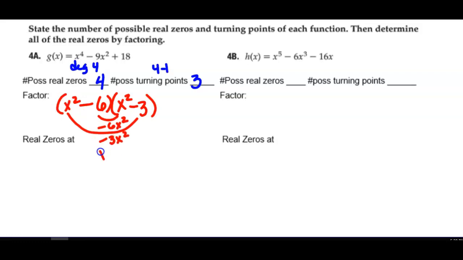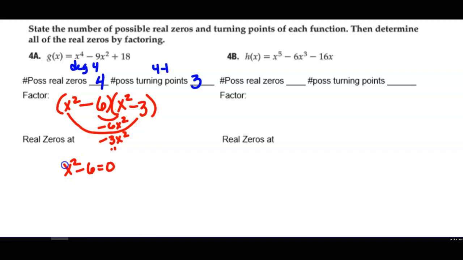So if I FOILed this back together, I'd get an x to the 4th. These would total 9x squared, and the negative 6 times negative 3 would be an 18. Okay, so that was just my check that it's working. So it is now factored, but we don't have nice, pretty zeros. This does not factor further, and this does not factor further, but we are smart. We can still do this.